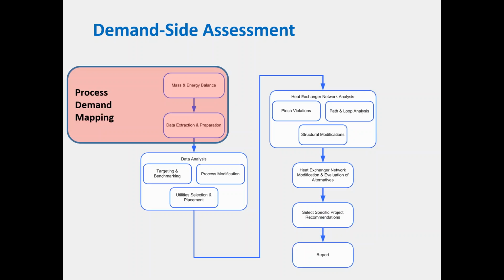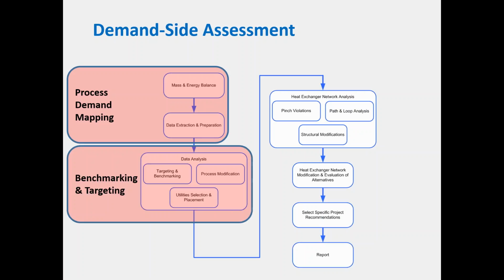And what this involves is really coming up with a mass and energy balance of the process. Okay, so looking at the temperatures, the flow rates, how much heat and how much cooling is being supplied. So having a good mass and energy balance of the process is important, and then extracting the important data with regards to hot and cold streams from that mass and energy balance. Okay, so that really maps the demand side of the process.